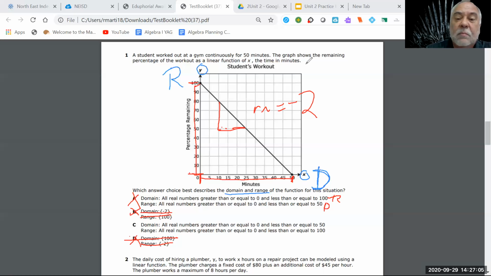So it has to be C, but let's read it just to make sure. The domain, all real numbers greater than or equal to 0 and less than or equal to 50. Yes, domain 0 to 50. And the range greater than or equal to 0 and less than or equal to 100. Yes, the range is 0 to 100 and everything in between. The important thing to remember here is that the domain is the horizontal axis and the range is the vertical axis.